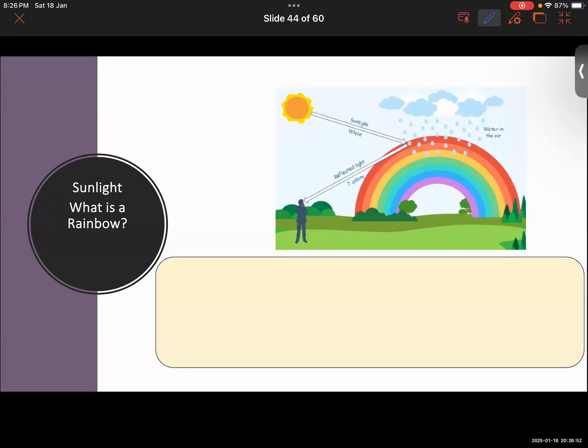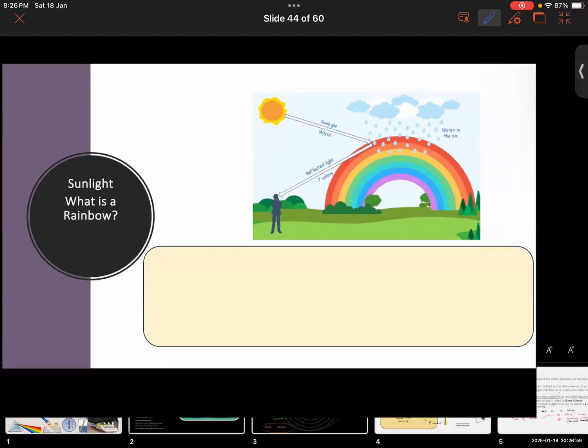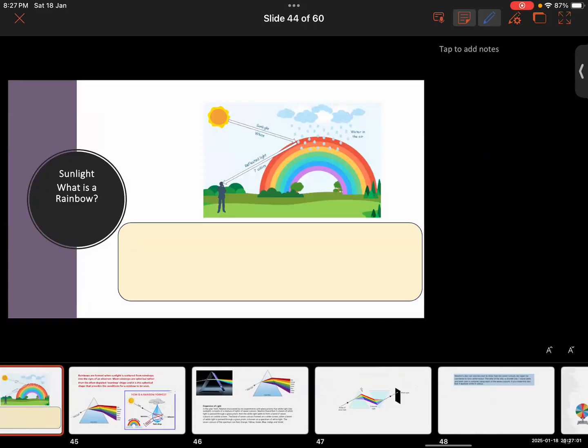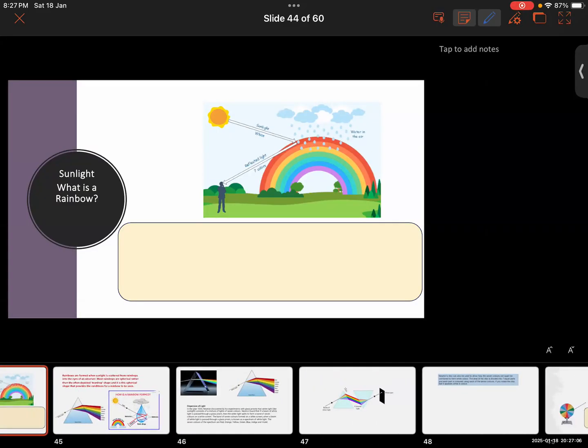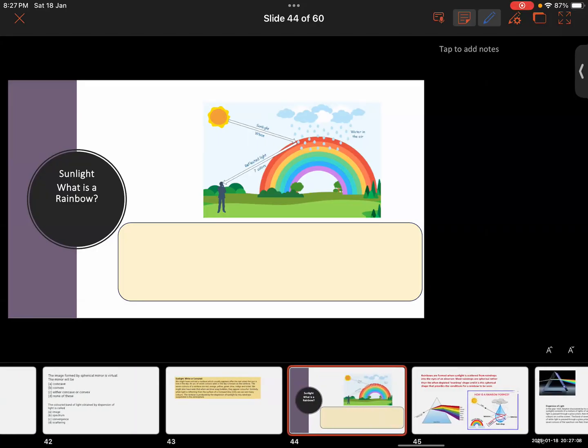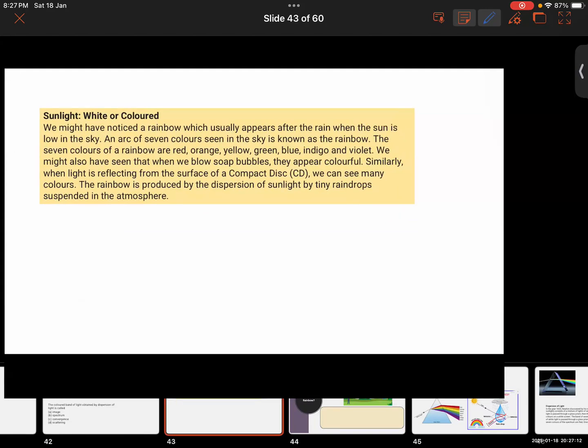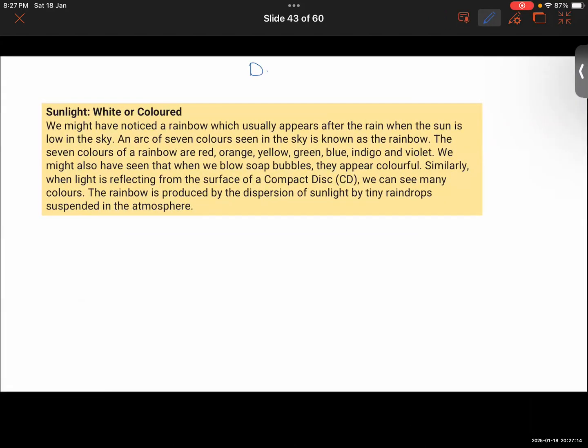Tell me what you guys have understood so far. When the rain comes, the sun's light hits the rain, and it disperses into several colors, and it first starts from violet, indigo, and so on. Okay, good.